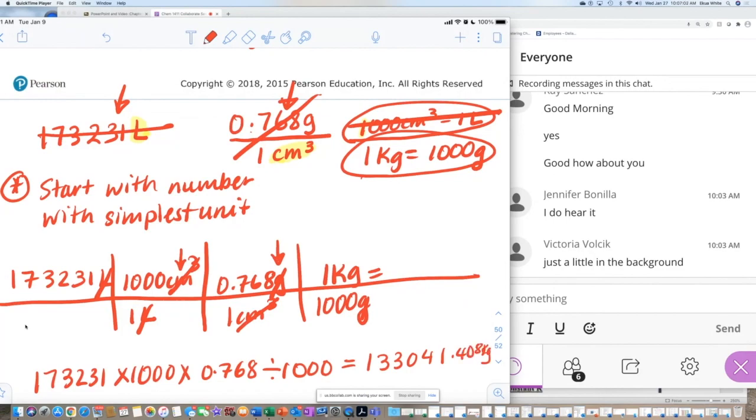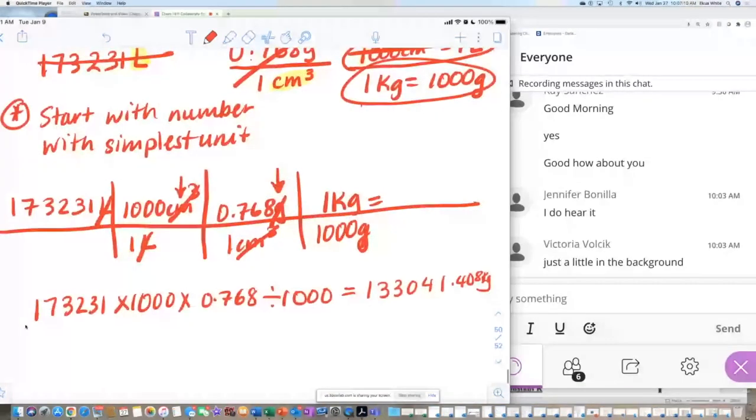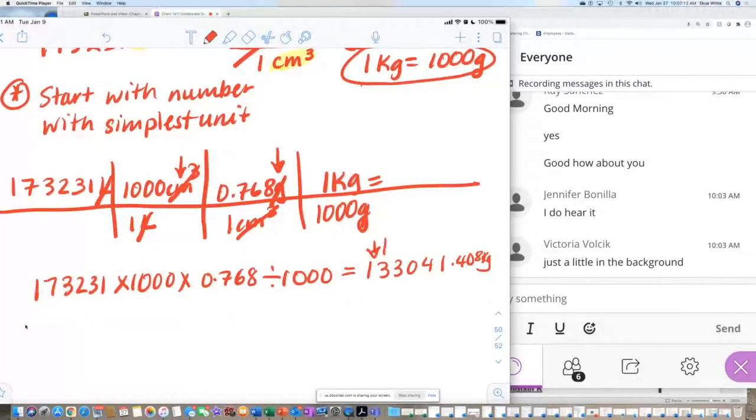133,041.408 kilograms. Okay, since I was given two numbers with this one being in three significant figures, this rules my answer. So position-wise, this stays, this stays, this stays. Everything else has to be dropped off, right? So this number will be 133,000 kilograms. Or you can write it as scientific notation if that's more comfortable for you.